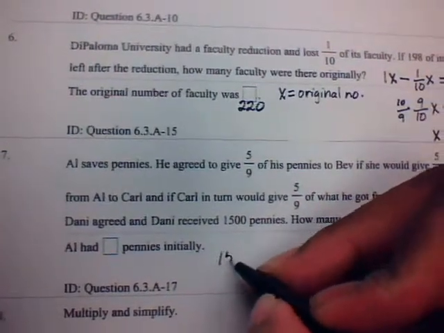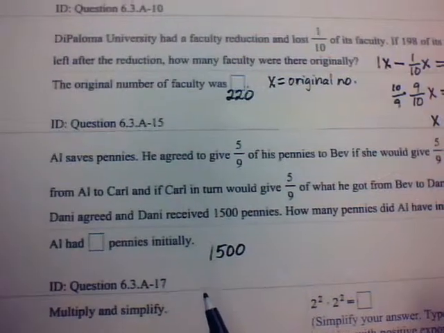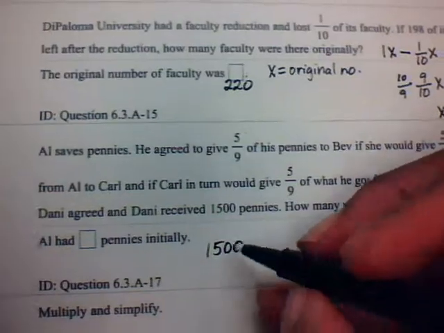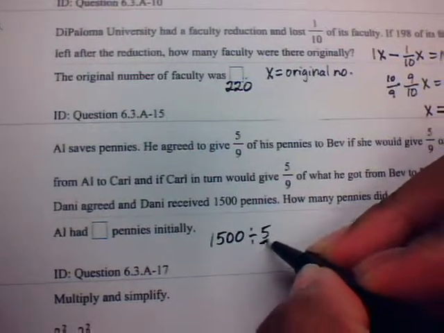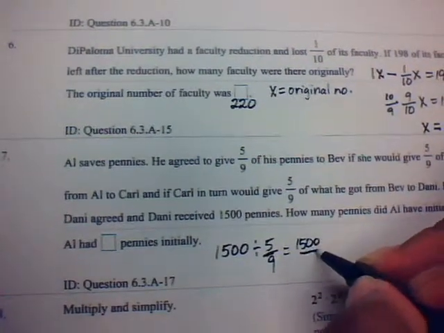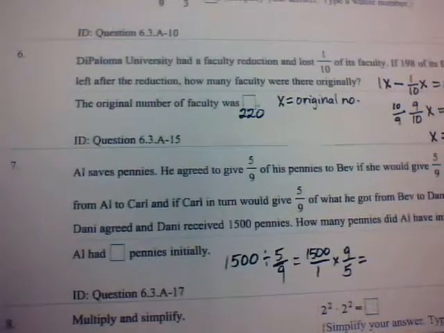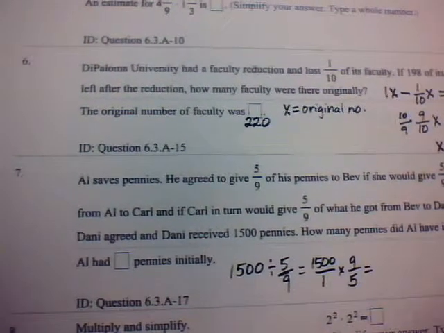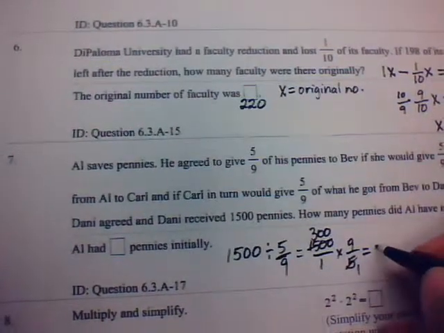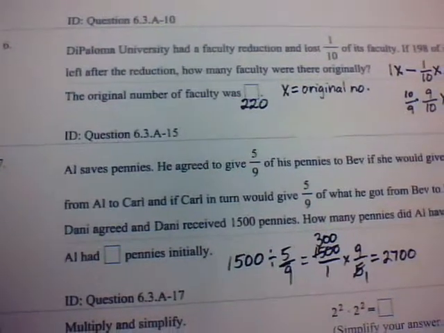Here, Danny received 1,500 pennies. Now, this is going to have to be a division problem because in this case, Carl gave 5/9 of what he got from Bev to Danny. So we're going to have to do 1,500 divided by 5/9, or 1,500 over 1 times 9 over 5. And in this case, 5 goes into itself 1 time, 5 goes into 1,500 300 times. 300 times 9, that's 2,700. So in this case, Carl got 2,700 pennies.